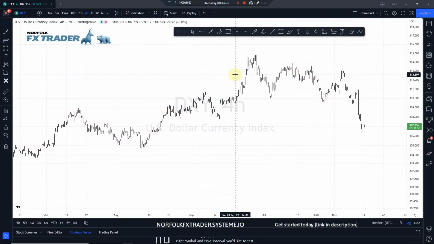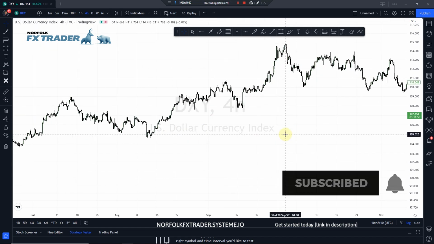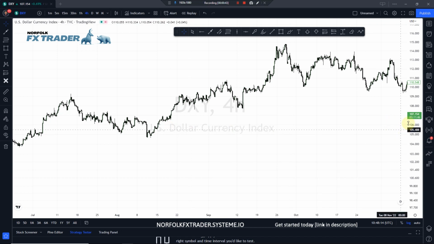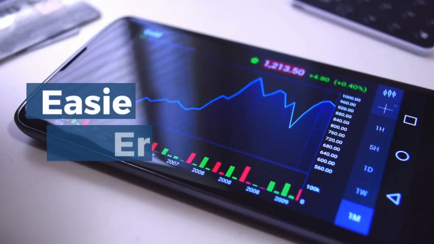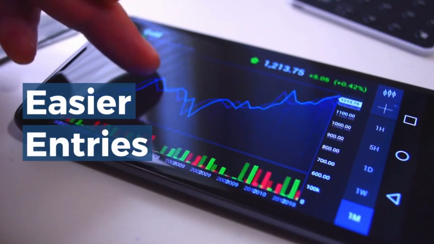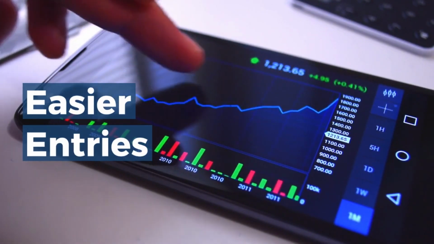So let's look at this chart on the DXY, and we're going to go through how you can simply use that break of structure to mark your areas of supply and demand. It's going to make it so much simpler for you to mark those zones, and believe me, you're going to find it an easy way to start looking for those entries.